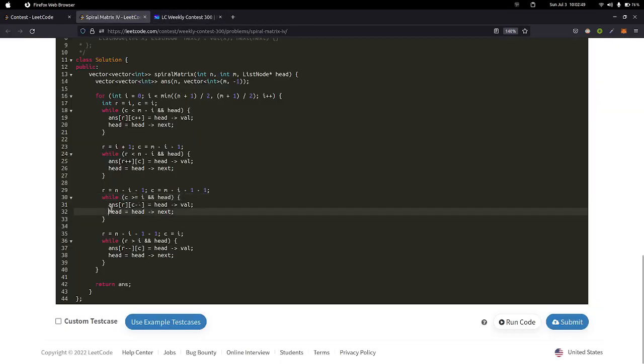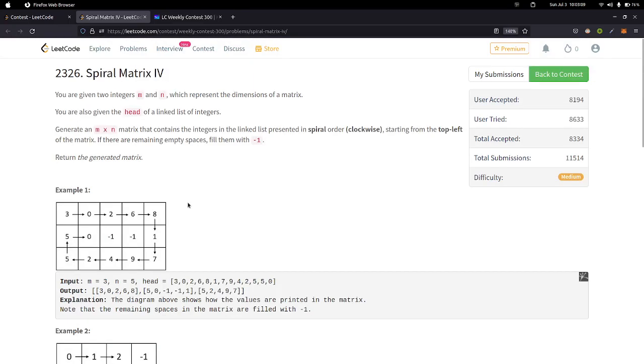Yeah, the same thing happens here. I iterate over the columns, assign the values, and then similar to how we set m minus i minus 2, same applies here: r equals n minus i minus 2 and c equals i. Yeah, same thing happens, and then we return the answer. Yeah, that's it.